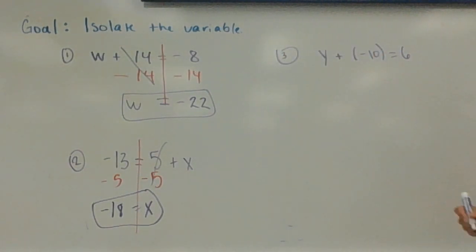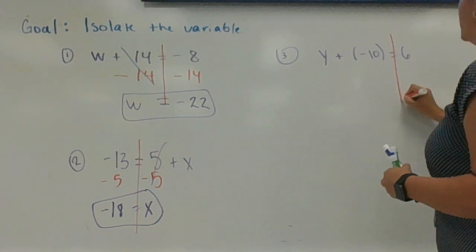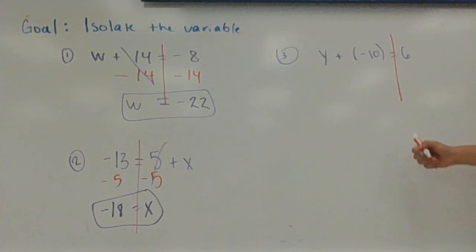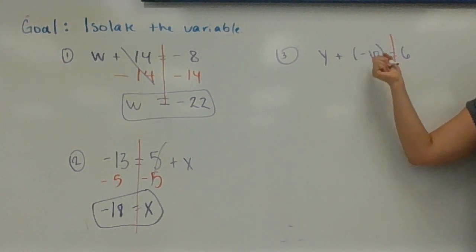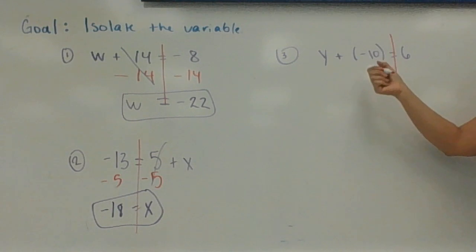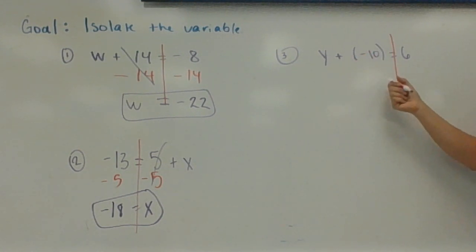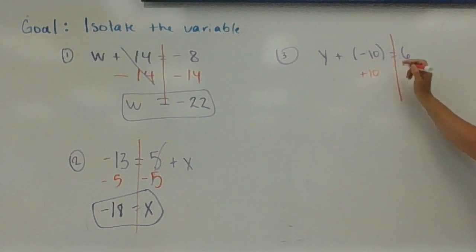Some of the problems in the workbook just put parentheses and negative signs in tricky places. So I tried to do that here. So this is a minus 10. Well, it's a negative 10, right? Plus a negative, which is just like subtraction. If I want to cancel out a negative 10, I add 10.